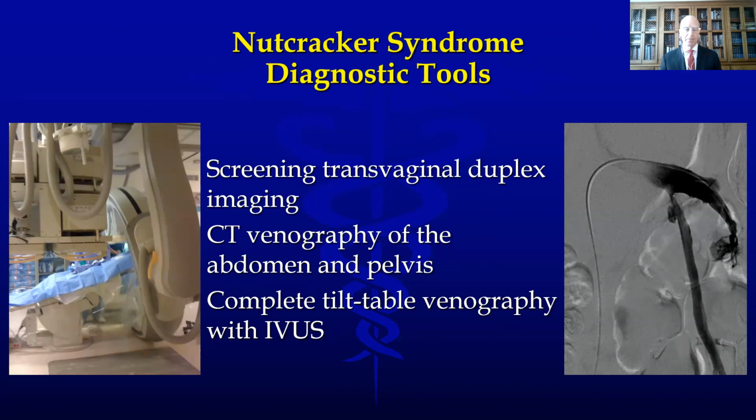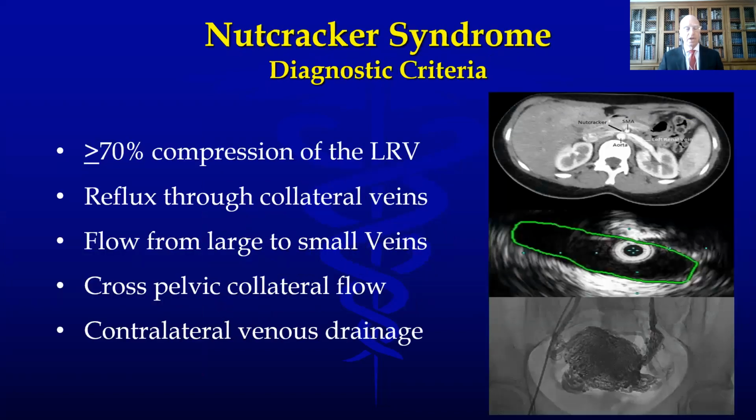We evaluate women with pelvic venous disease confirmed by transvaginal duplex imaging for nutcracker syndrome using CT venography of the abdomen and pelvis and tilt table venography with IVUS to fully image and evaluate the inferior vena cava and bilateral renal, ovarian, and iliac veins. Our criteria to confirm the diagnosis of nutcracker syndrome include a 70% or greater compression of the left renal vein, reflux from the left renal vein into collateral veins, such as the ovarian vein, and finally, and importantly, flow from large to small diameter veins, suggesting a high reflux driving pressure from the left renal vein.